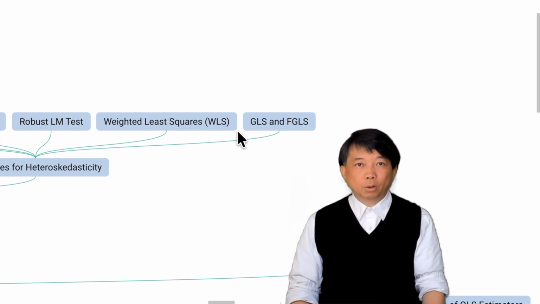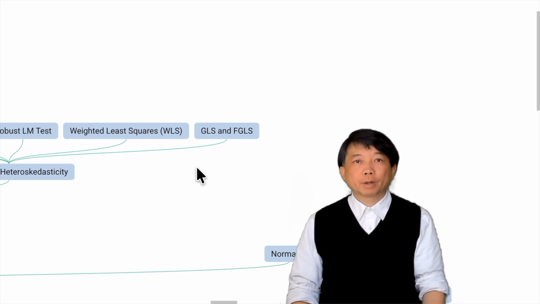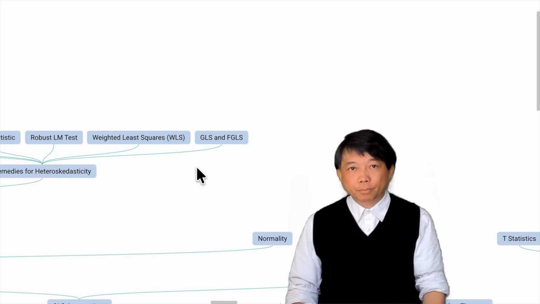Today, we explored the feasible generalized least squares, FGLS, estimation method to address heteroskedasticity. It involves 4 steps. The FGLS estimators are consistent and asymptotically more efficient than the OLS estimators when heteroskedasticity is present.